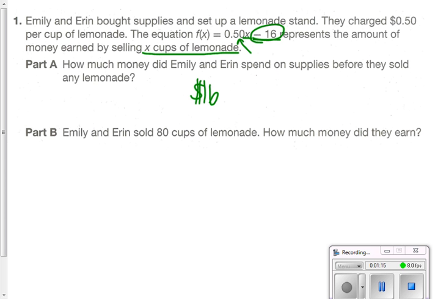Emily and Aaron sold 80 cups of lemonade. How much money did they earn? Well, put that in for cups. We know cups is represented by x here. So I'm going to go ahead and substitute in for x. We're going to put in 0.50 times 80 minus 16. Do your computation here, and we'd wind up with $24. 50 cents times 80 would give us 40. Subtract 16 would give us 24.